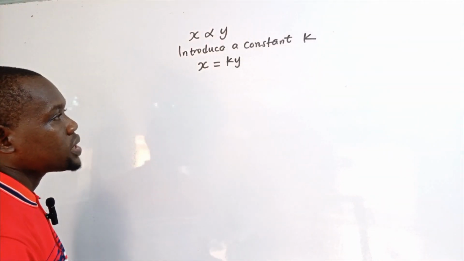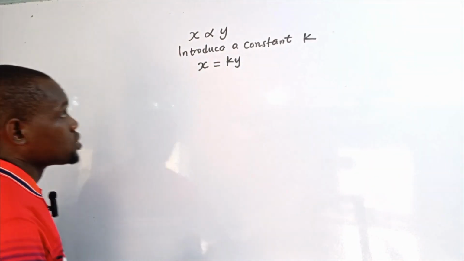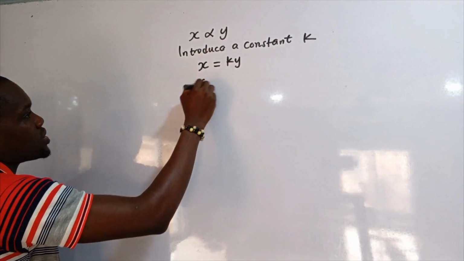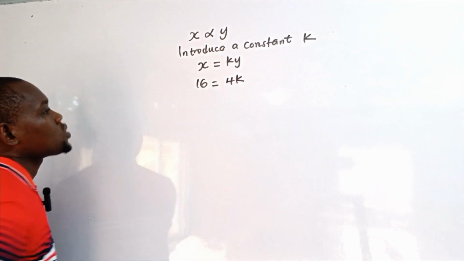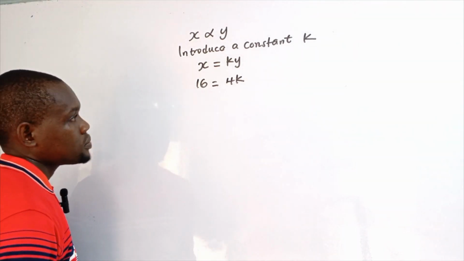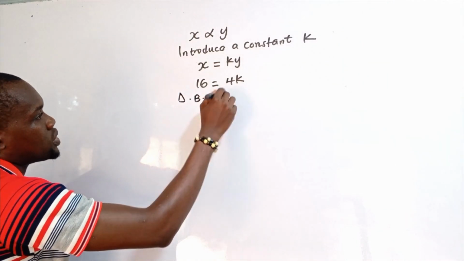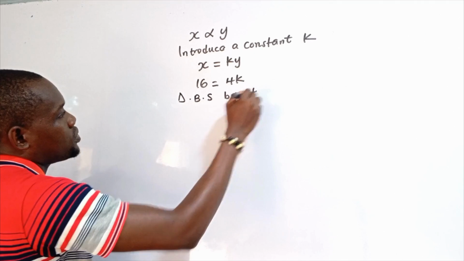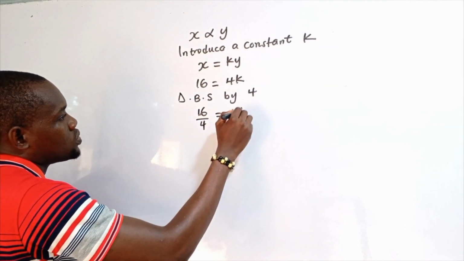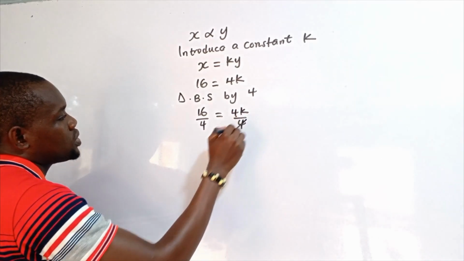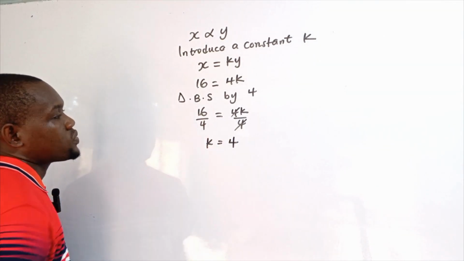Then we can now bring in the first values of x and y that were given to us in the question. We have when x is equal to 16, y is equal to 4, so we're going to have it as 4k. Now the next thing we do is divide both sides by 4. So we have 16 over 4 is equal to 4k over 4. So k should give us 16 by 4, which is 4.